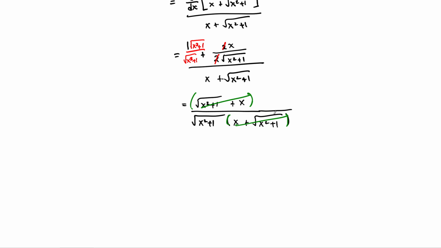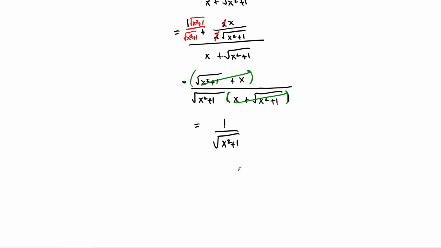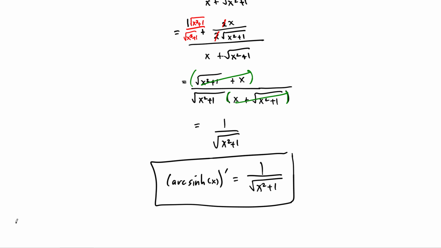This can be canceled. And what we're left with then is that the derivative of arcsinh is 1 over the square root of x squared plus 1. So this is arcsinh of x prime equals 1 over square root x squared plus 1. All right, so that's one way.